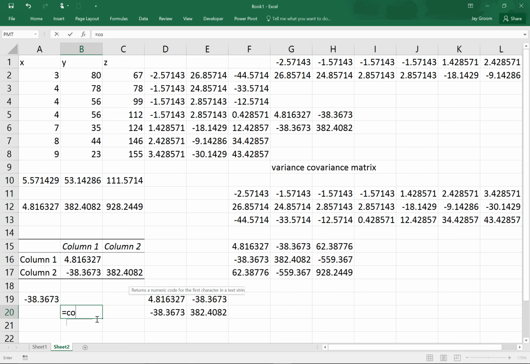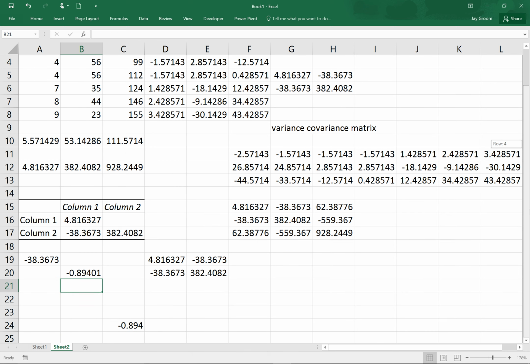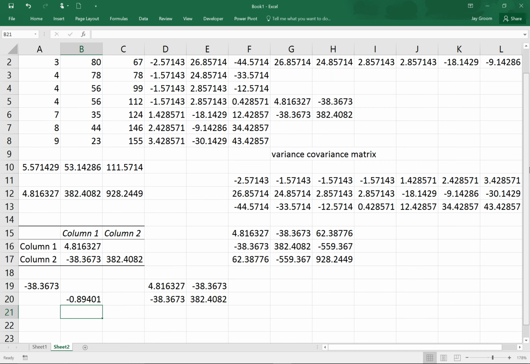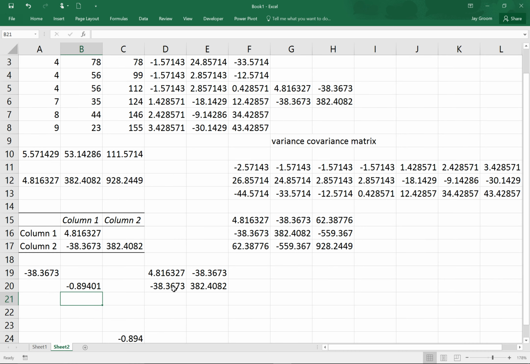Now, a person could do equals CORREL, like this. And what you can do is go in and click this one here, comma, this one here, and you can actually get the correlation from that. And you'll see it's negative 0.8941. Yes, 894, sweet.